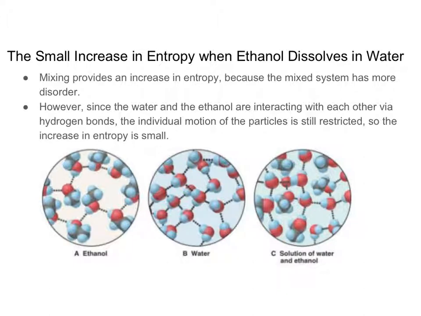There are entropy increases when things mix together. Mixing provides an increase in entropy because the mixed system has more disorder. So in this example here, I have circle A, which is ethanol, and circle B, which is a bowling alley. No? Anybody? It's a real scummy bowling alley where I grew up. Anyway, it's called Circle B.